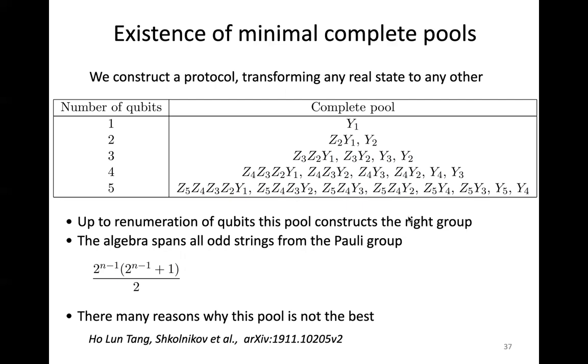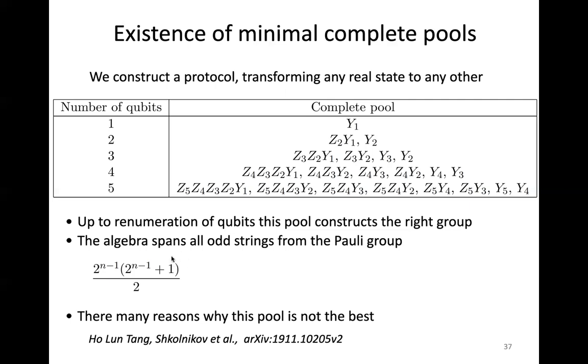So the Pauli group, of course, has both odd and even strings, so not only real, not only imaginary Pauli strings, but it turns out that the algebra spans all possible imaginary Pauli strings. So of which there is this number. And there are many reasons why this pool is not the best pool to use in actual simulations, but it's actually good to prove that the concept works, so that such pools actually exist.